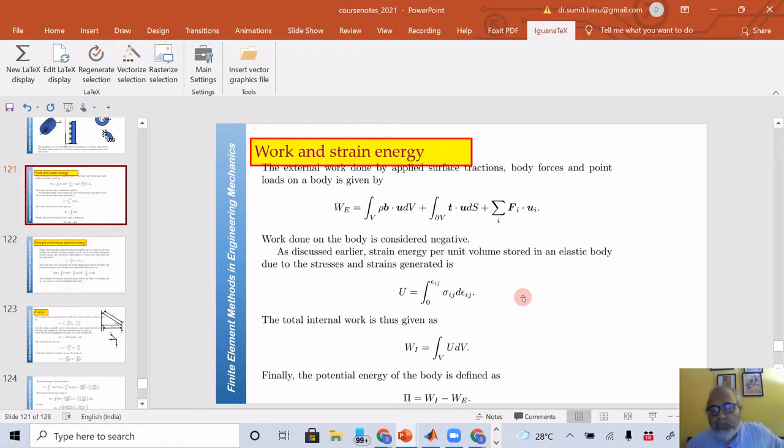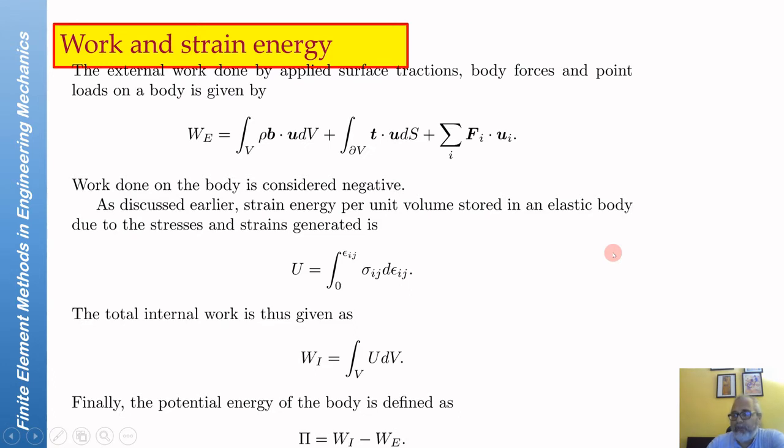Finally, we come to the concepts of work and strain energy. These are concepts that you may not have encountered in great detail in your elasticity courses, so we'll spend some time on these concepts. We have already said that problems in elasticity admit of a scalar function of strains, which we had called the strain energy density.